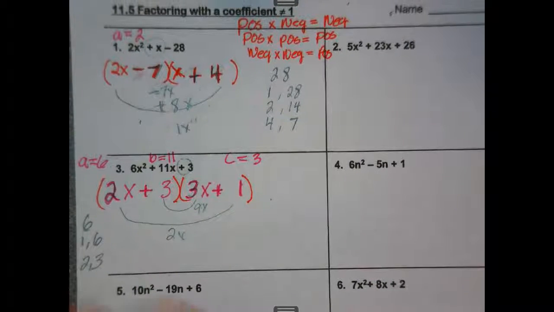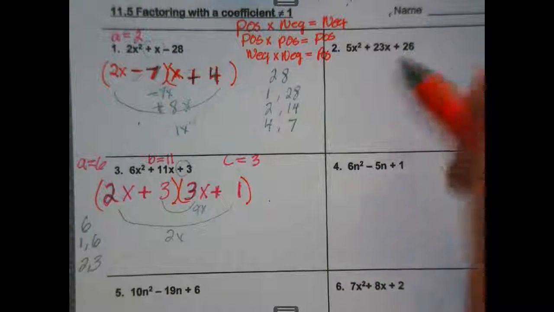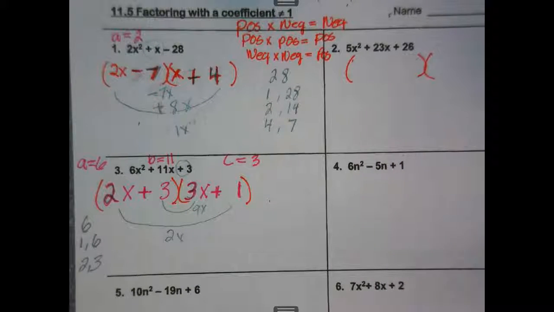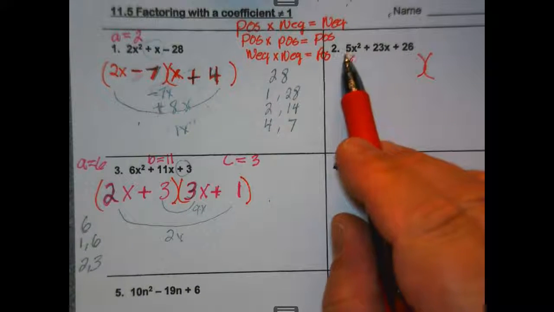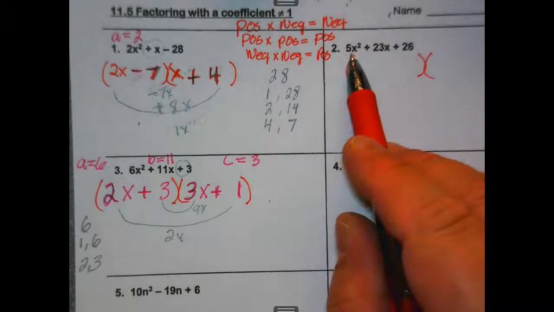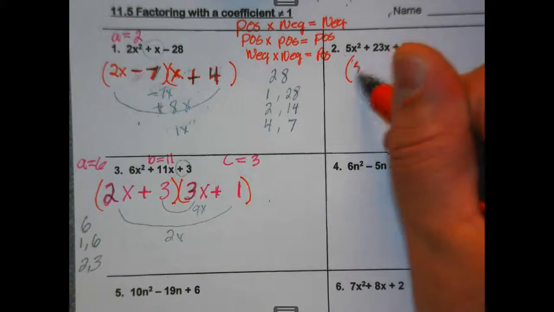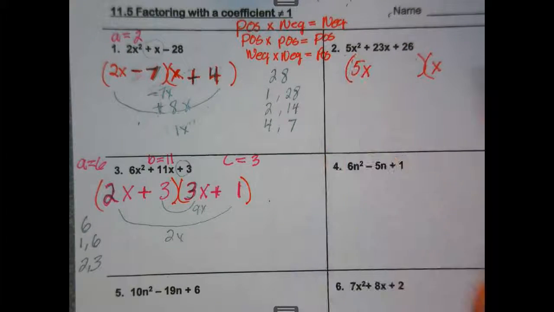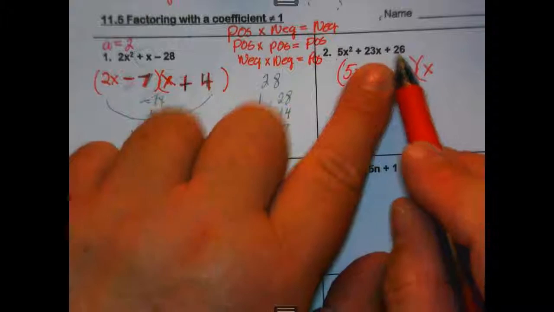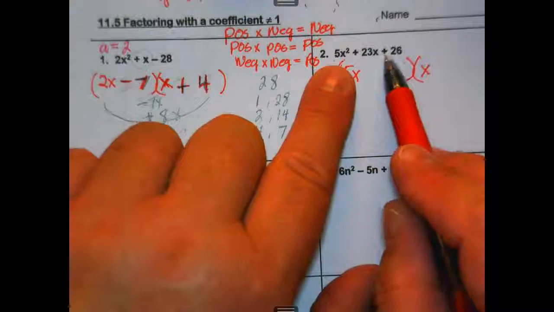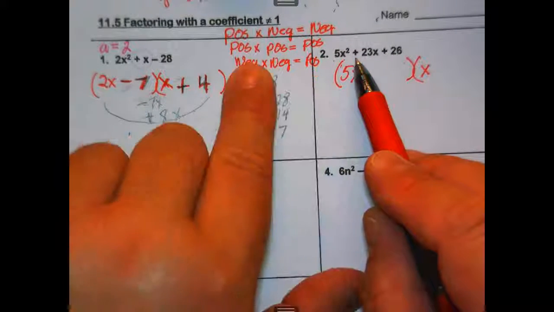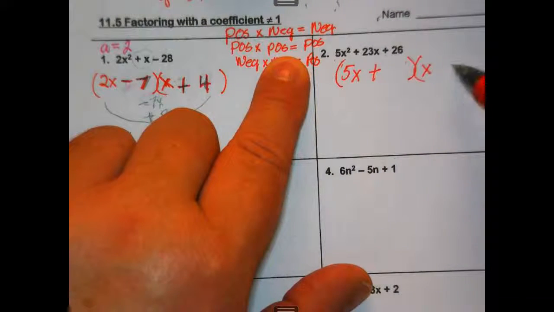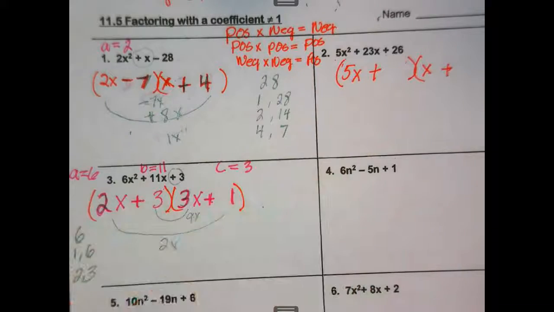All right, let's do number 2. Okay, 5 is a prime number. There's only one way I can get 5: 5x times x. It's the only way to get 5x squared. Again, I have a product that's positive. It has to add up to a positive. So it has to be positive times positive. Now, 26.